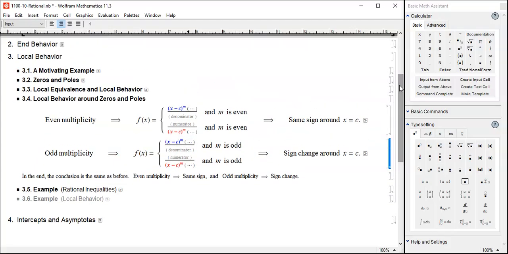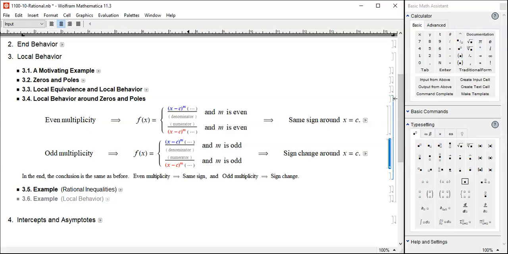Please remember the conclusion. Even multiplicity, same sign. Odd multiplicity, we have sign change. If you multiply by negative 1 to the odd power, sign change. If you divide by negative 1 to the odd power, again sign change. If you multiply by negative 1 to the even power, same sign because that's 1. If you divide by negative 1 to the even power, again the same because that's 1.